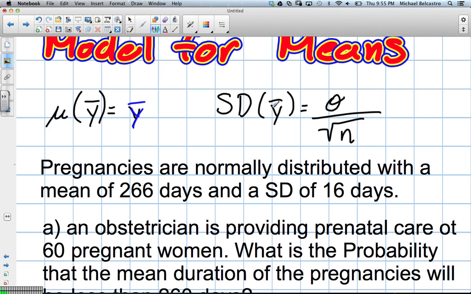And the standard deviation of the mean of means, or the average of the means, is the standard deviation divided by the square root of the number of participants in our sample, okay? So here's our requirement. We've been told that pregnancies are normally distributed, and that's very important. They're normally distributed with a mean of 266 days. So they've gone and found an average here, and the standard deviation of 16 days within the pregnancies.